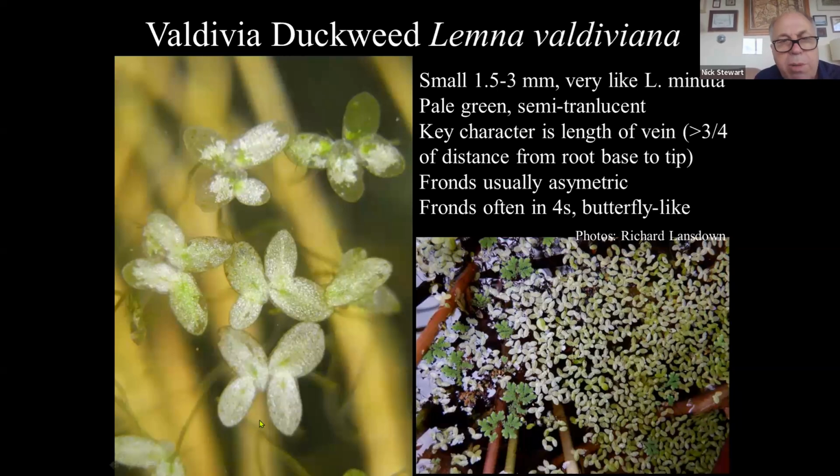But probably the most reliable character, as far as I can see from the books, is the midrib, which tends to be a bit more prominent in this species than in some of the other ones, because of the thin translucent texture of it. And in this one, you can see a midrib there and a midrib there, and the length of that vein is a very useful character. It extends much further along the leaf than in Lemna minuta, for example.